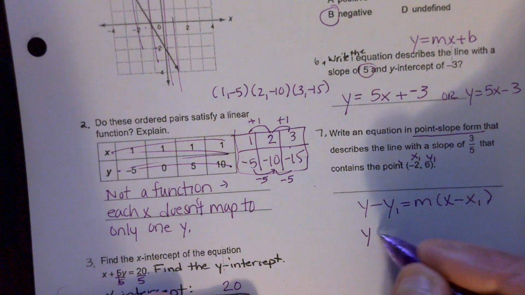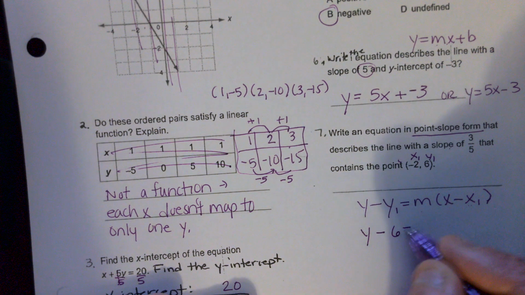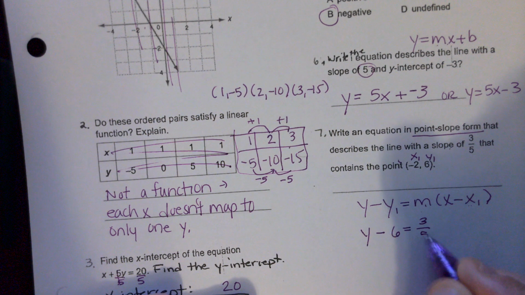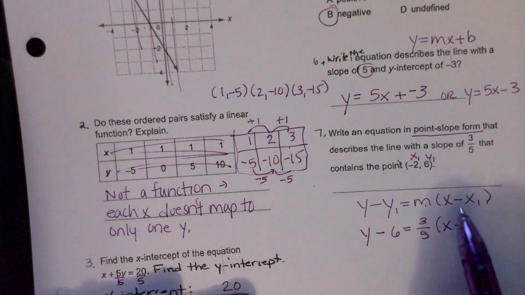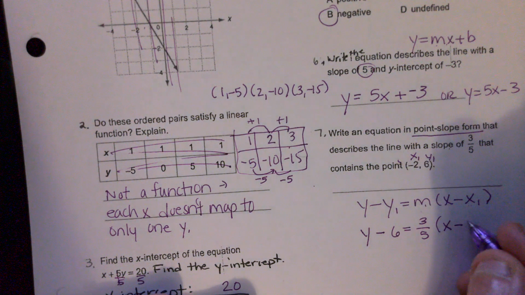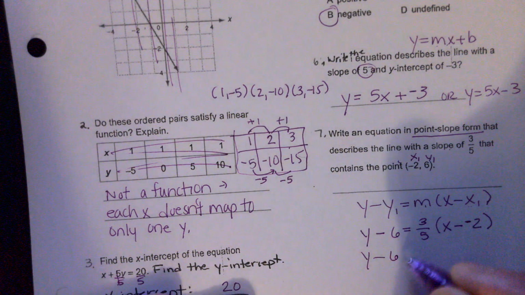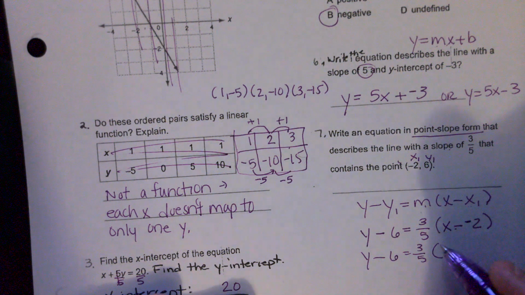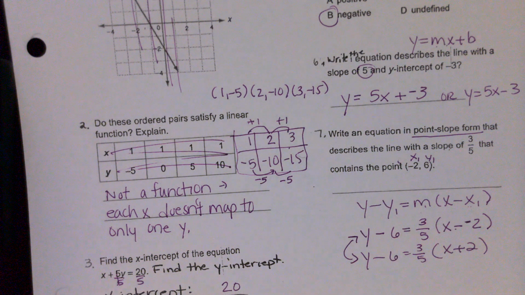So it's y, that stays, minus the y1, which is 6, equals slope, 3/5, times x, that stays, minus, make sure you put your minuses in there, a negative 2. Now that is correct. If you want to go one step further and also notice that subtracting a negative is the same as adding, either of these would be acceptable.